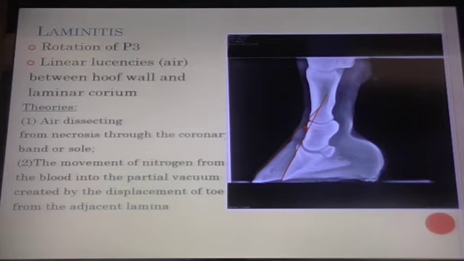And the very last condition, everybody knows laminitis. Okay, separation of the lamina. There are theories as to why air segments between the two areas, between the hoof wall and the corium. And I listed those. Air dissected from possible necrosis through the coronary band of the sole, or there's movement of nitrogen from the blood itself into a potential vacuum that's created by the displacement of the toe.